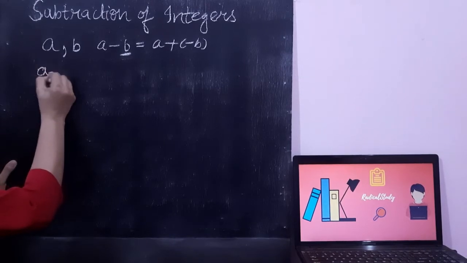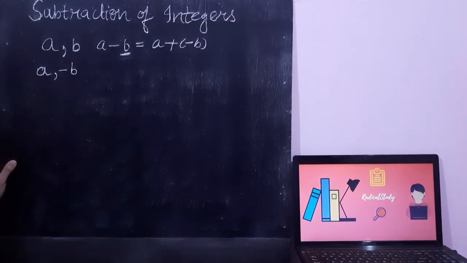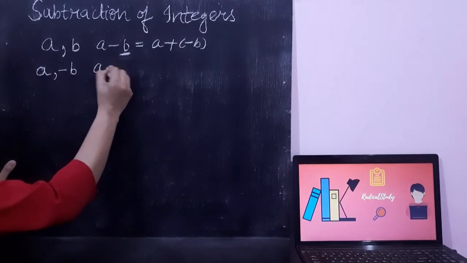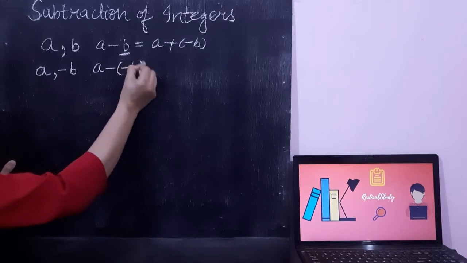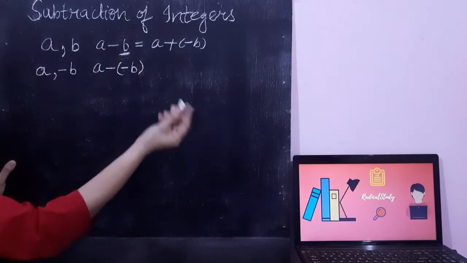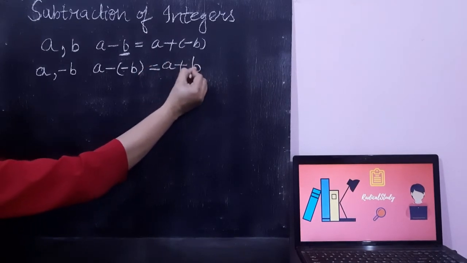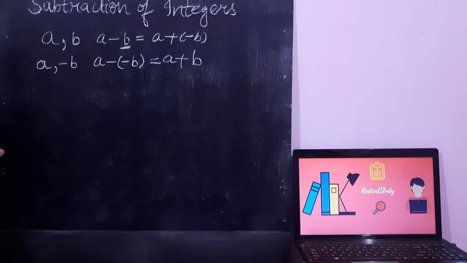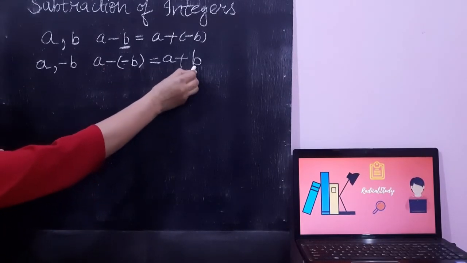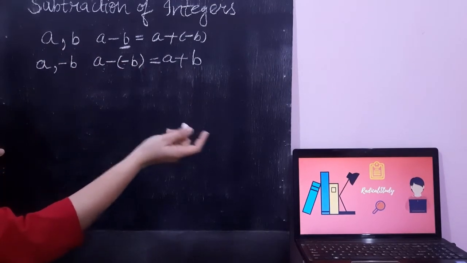When there are two integers, one is a and the second one is minus b, and we have to subtract them, what do we have to do? It will be written as a minus minus b. As I told you, minus minus will become plus. It will be a plus b. So minus minus will become plus and it will be a plus b. So let's take some examples in order to give you better clarity.